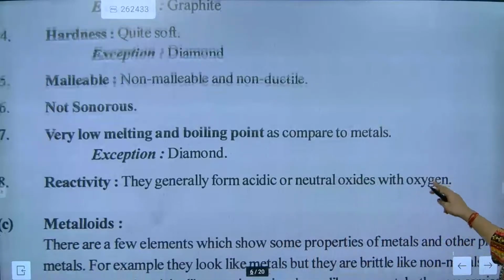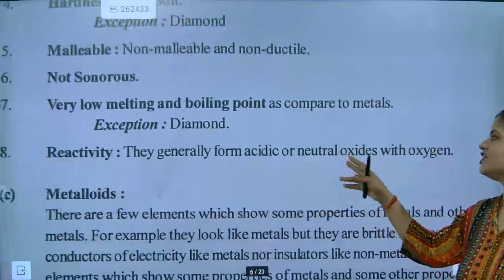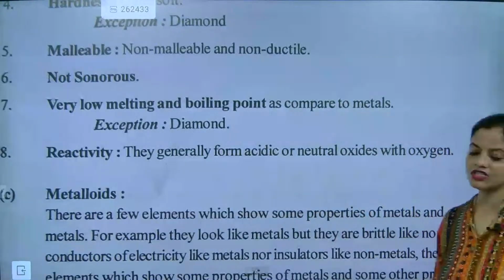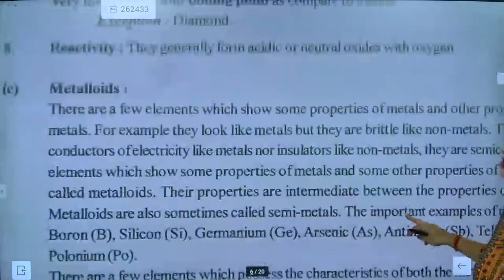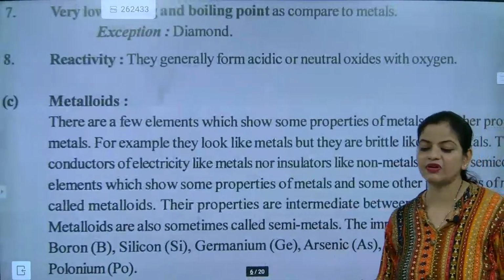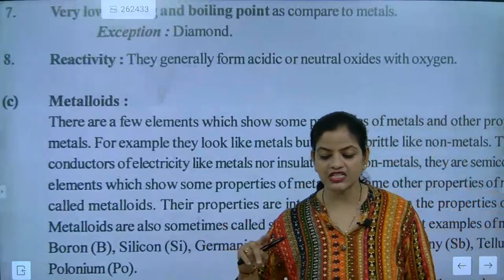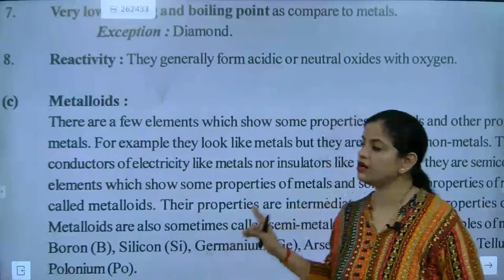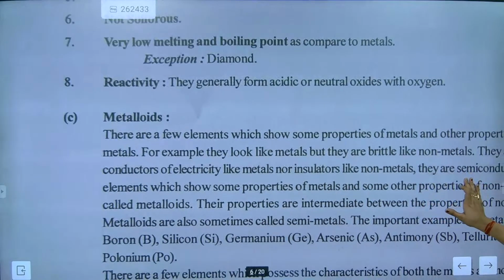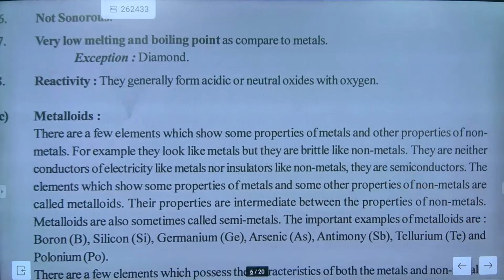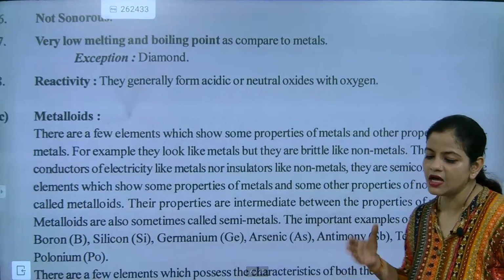Now we'll go for the next one, reactivity. They generally form acidic or neutral oxide with oxygen. That's what we were discussing. So now metalloids. Metalloids are those which are lying between metals and non-metals. There are few elements which show some properties of metals and others show properties of non-metals. So their properties lie between metals and non-metals.